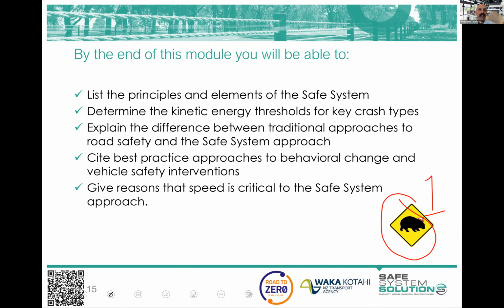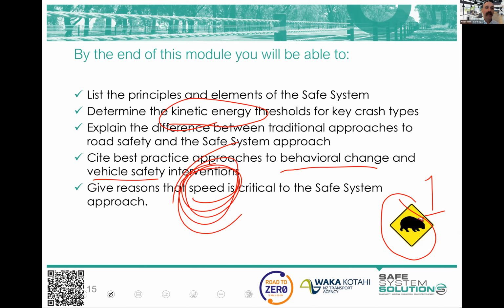Okay, I'm going to go through principles of the SAFE system. I want to talk about kinetic energy. Kinetic energy, funny thing to talk about when we're talking about roads, but yeah, we'll be talking a lot about kinetic energy, thresholds of different crash types. I'm going to analyze the difference between the traditional way we've approached road safety for many, many years and the way we want to do it under the SAFE system, and we're starting to transition to. We've got some best practice behavioural change, as I talked about, and vehicle safety interventions, and speed. We're going to talk about speed because it's pretty important.